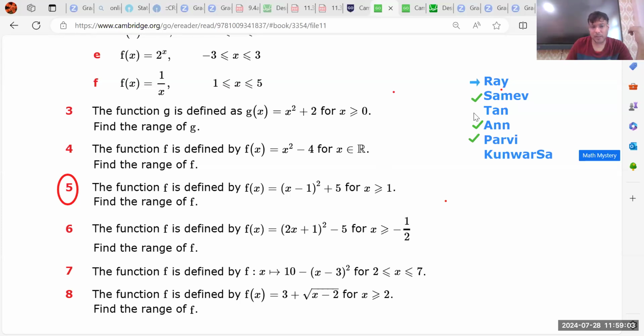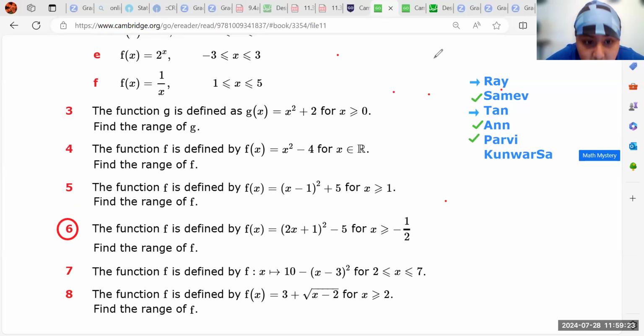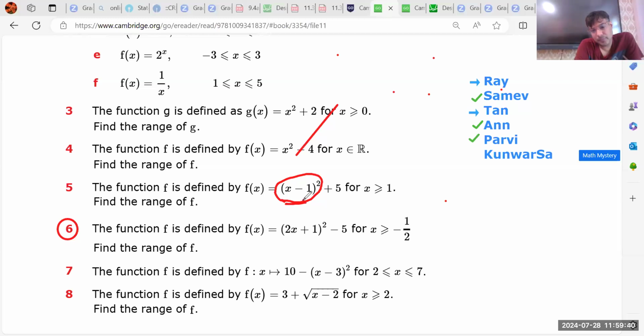Tanish, same goes for you. Kuvarsa, you can speak the answer. Rest of the kids can give the next question. Mr. Kuvar, please speak the answer. Sir, is it 0 to infinity? Beta, see, what can the minimum value of this be, tell me. What will be the minimum value of this? This is a square, so 0. So it is plus 5. So what will be the minimum value of the function? Plus 5. Yes. So it will be 5 comma infinity.